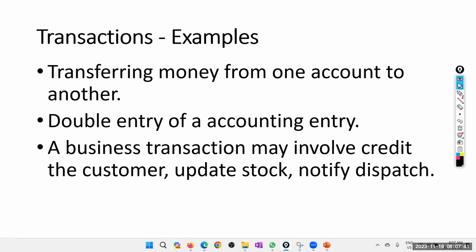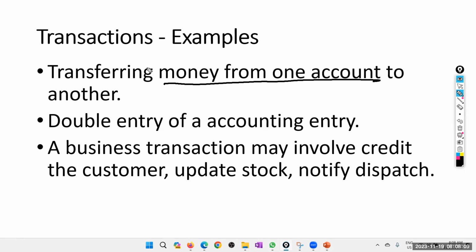But there are some business transactions which involve multiple activities, multiple database activities. The very good classical example is doing a money transfer from one account to another account. So then definitely the amount must be deducted from one account and the amount must be added to the other account.